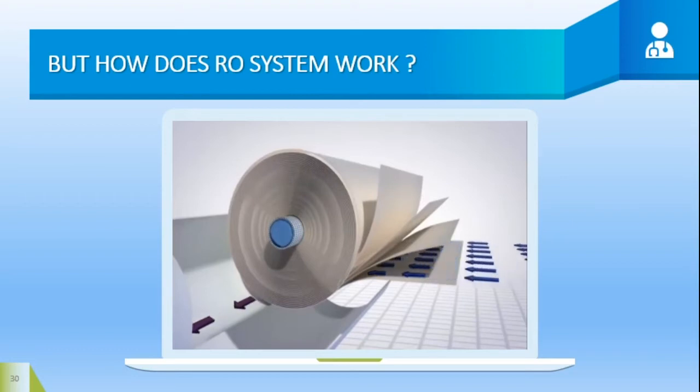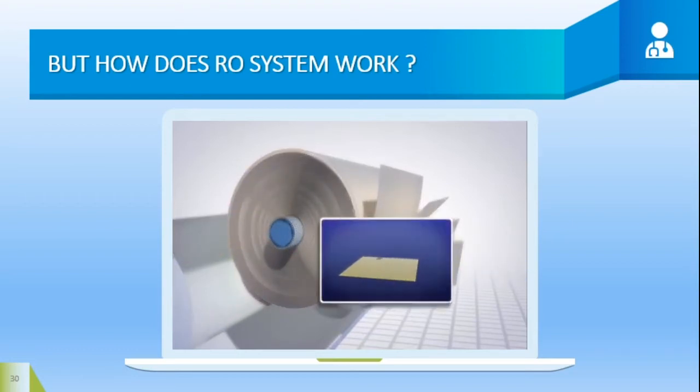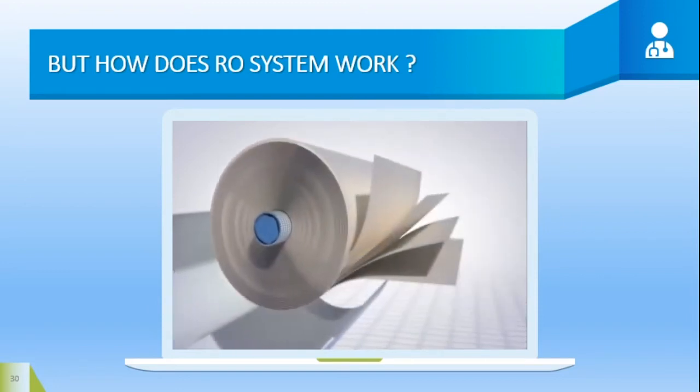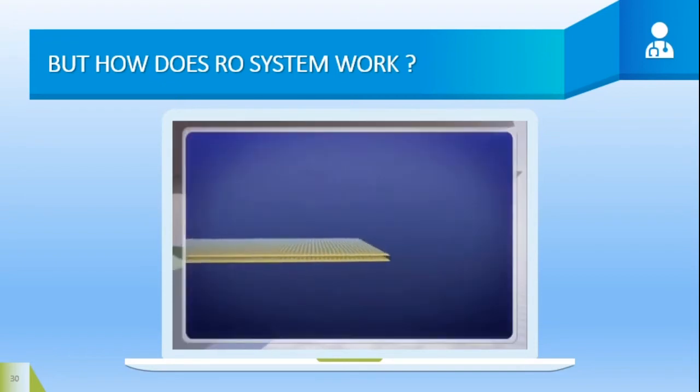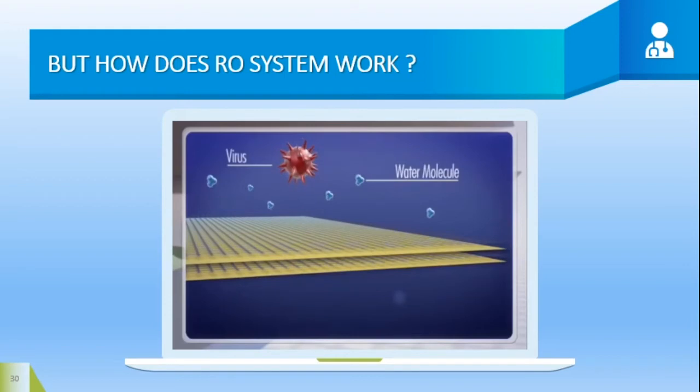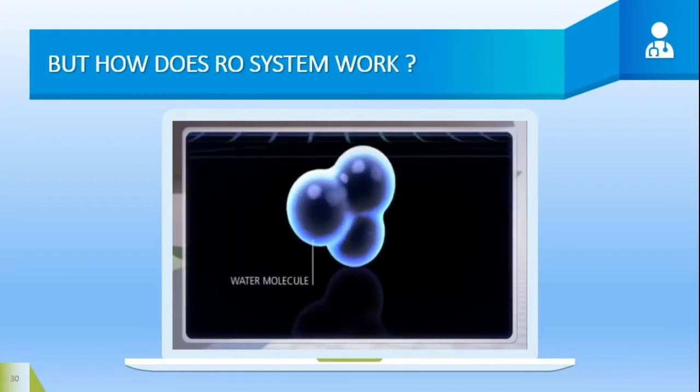As water enters the vessel, it flows over the membrane surface as it moves from one end of the vessel to the other. The membrane layer is extremely thin. It allows water to pass through or permeate, while preventing other compounds from passing through. Membranes remove molecules based on their size, shape, and charge.